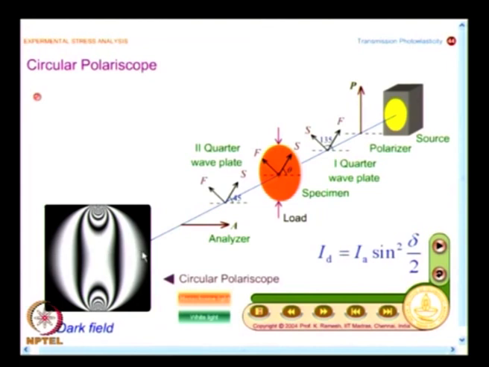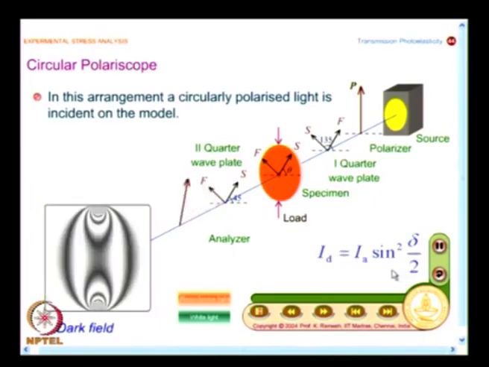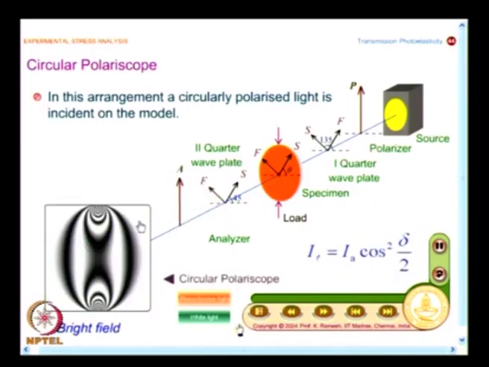See, if you recall, in a plane polariscope we had only the dark field; we never looked at the bright field. The bright field was not giving any information. And here I have the light intensity transmitted as I = I_A sin squared (delta by 2). And when I keep it vertical, what do I have? I have this as the bright field, and this equation also has changed.